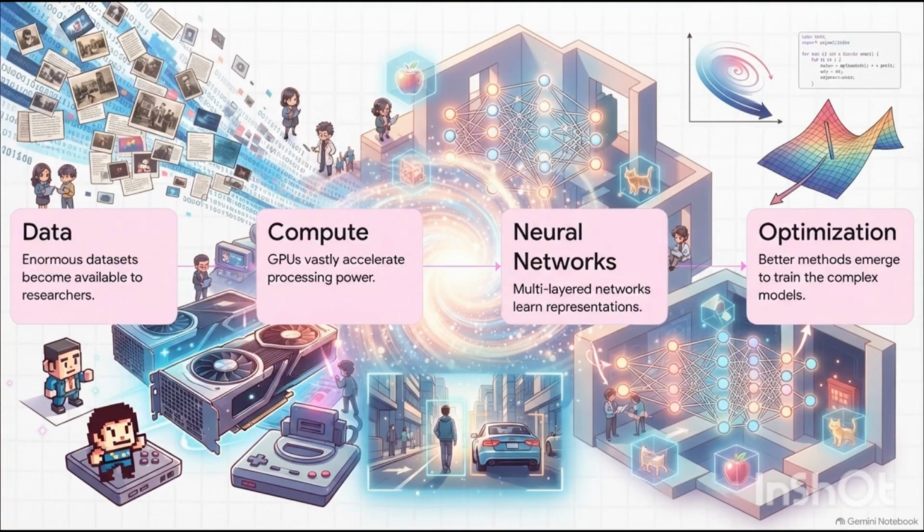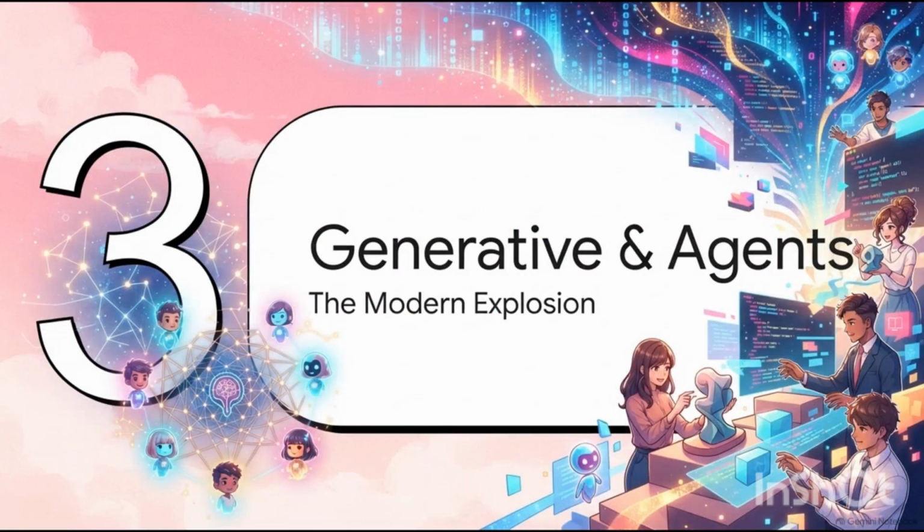This perfect storm culminated in the AlexNet moment, which was an unbelievable breakthrough in computer vision that basically ignited the modern deep learning revolution. The machine was no longer just manipulating symbols someone else wrote, it was finally constructing its own useful representations of our messy world. Which brings us to part 3, the generative explosion and agents.